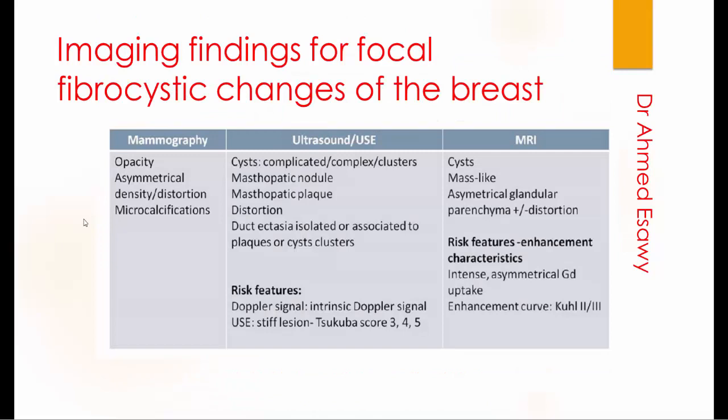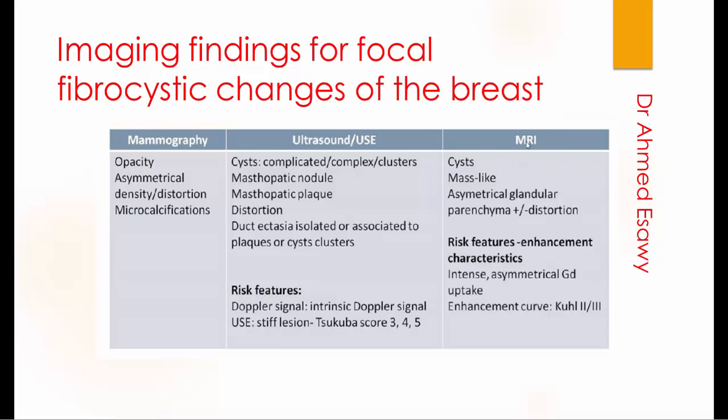Imaging findings of focal fibrocystic changes of the breast. In mammography: opacity, asymmetrical density, distortion, microcalcification. On ultrasound and elastography: cyst, either complicated or complex, present in cluster or solitary, mastopathic nodule, mastopathic plaque, distortion, duct ectasia isolated or associated with plaques or cyst cluster. Risk factor in ultrasound study by Doppler: intrinsic Doppler signal. Ultrasound elastography risk factor: stiff lesion, score 3, 4, 5.